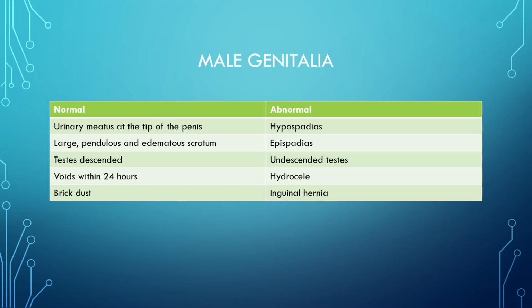Male genitalia, the meatus should be at the tip of the penis. Their scrotum might be large, pendulous, and edematous. That's okay. Initially, it will go down. You should be able to palpate the descended testes. Again, they should void within 24 hours, and the brick dust can be normal.